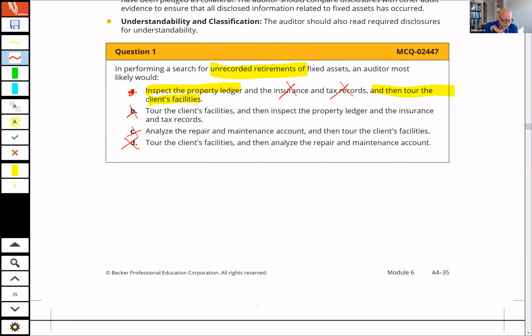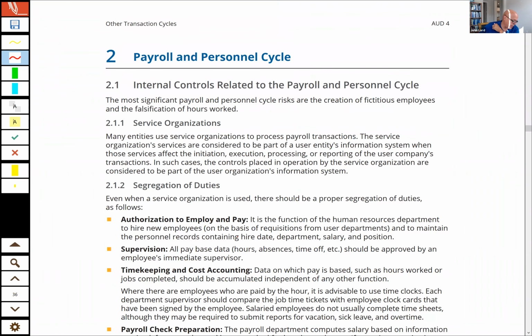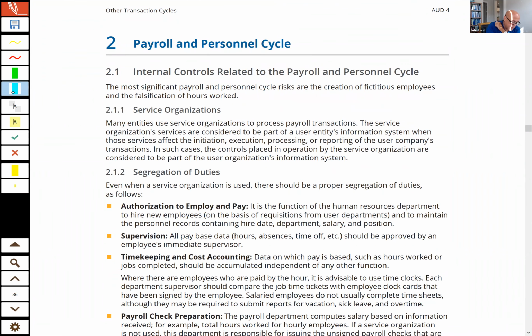Okay, so anyway, let's stop whining and turn the camera back on and go to our next cycle, which is payroll. Now, I can't explain why Becker chose to bury payroll in with this big other transaction cycles, other than their desire to contain things inside of modules, because payroll is a heavy cycle on the exam. Some of the other heavy ones had their own module. Here we've buried it in with this other, but payroll is heavy, and the reason is that almost every entity has a payroll.